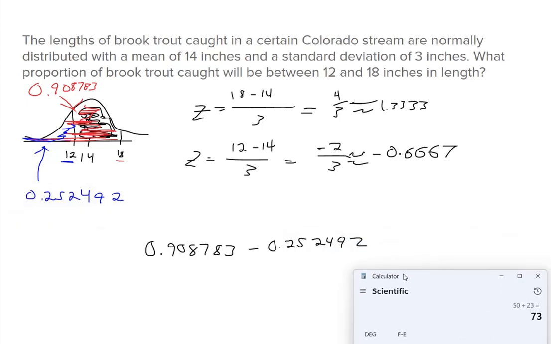So with my calculator, that's 0.656291, just depends on how many decimals you need. That's the probability of getting a fish between those two lengths.